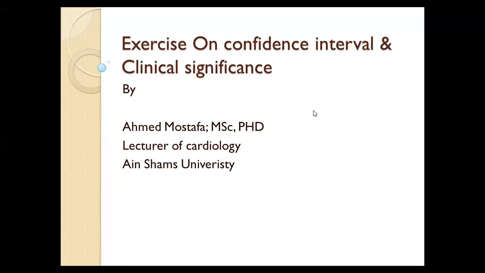Good afternoon. Today we will be having an exercise on confidence interval. I'll be explaining more on the confidence interval and the clinical significance by a real-life example.